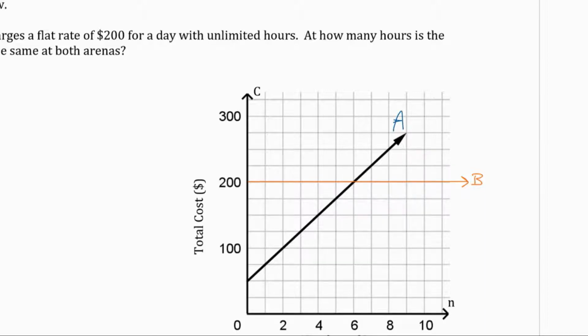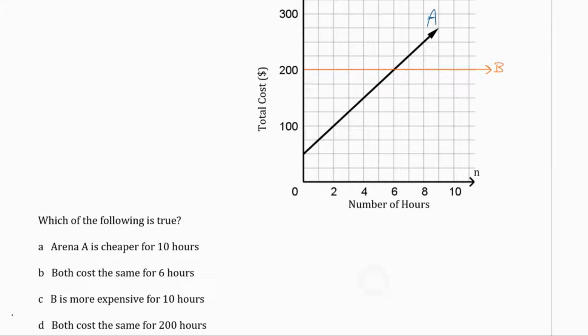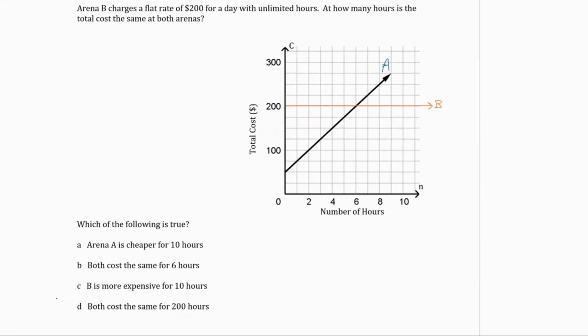But Arena A starts cheaper. It's only $50 at the start, it looks like. But because there's a cost every hour, it will eventually cost more. Which of the following is true? So again, I could come up with equations for both of these, but I'm not sure that I have to. So let's just start reading through these and see if we can get rid of them. Arena A is cheaper for 10 hours. Well, 10 hours isn't on this graph, but which one do you think is going to be cheaper? B is going to be cheaper, right? Because A is going to be up here. So it's not that one.